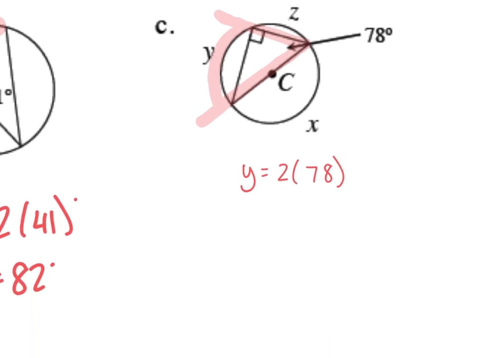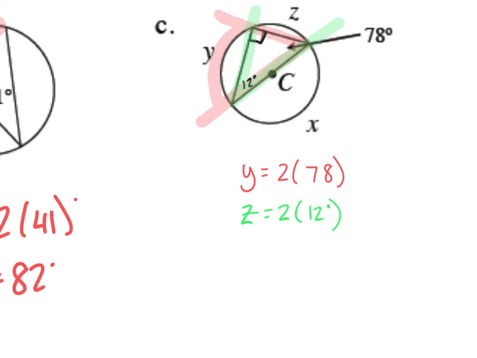And then let's see, what else do I know? Oh, well, this is a triangle. So I know that these 3 angles, the 90, the 78, and the question mark, have to be equal to 180, so I can solve for that missing angle. When I go ahead and subtract those, I find out that that angle is 12 degrees. So then if I trace that angle to find its intercepted arc, I know that z now has to be double the 12 degrees.